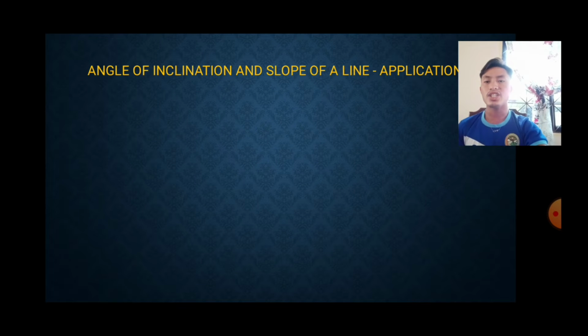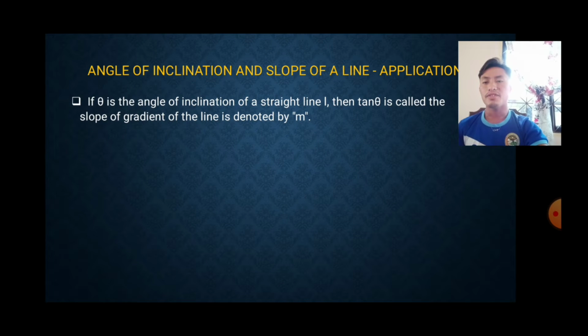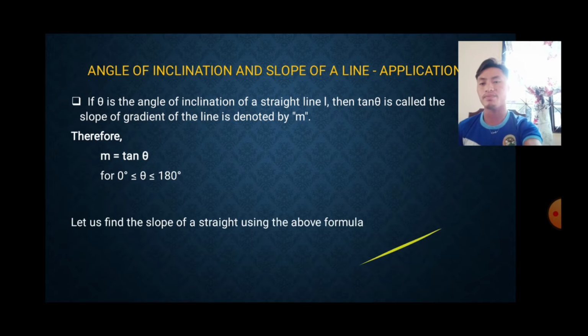Angle of inclination and slope of a line application. If theta is the angle of inclination of a straight line L, then tangent theta is called the slope or gradient of the line and is denoted by m. Therefore, m is equal to tangent theta for 0 degrees less than or equal to theta less than or equal to 180 degrees.